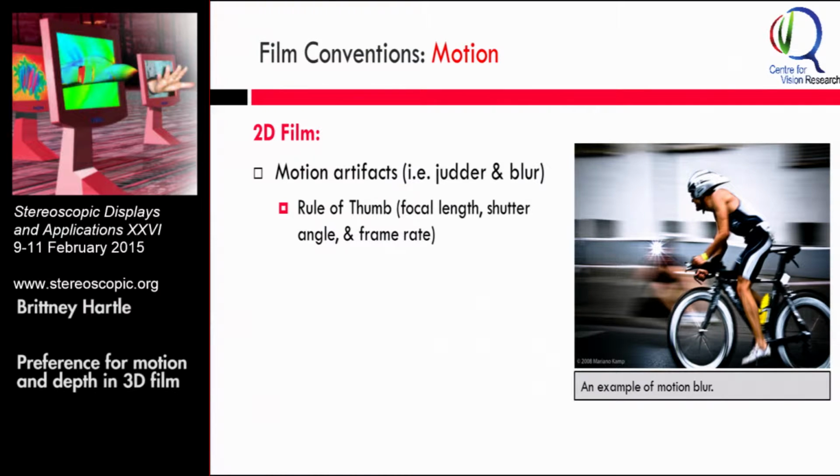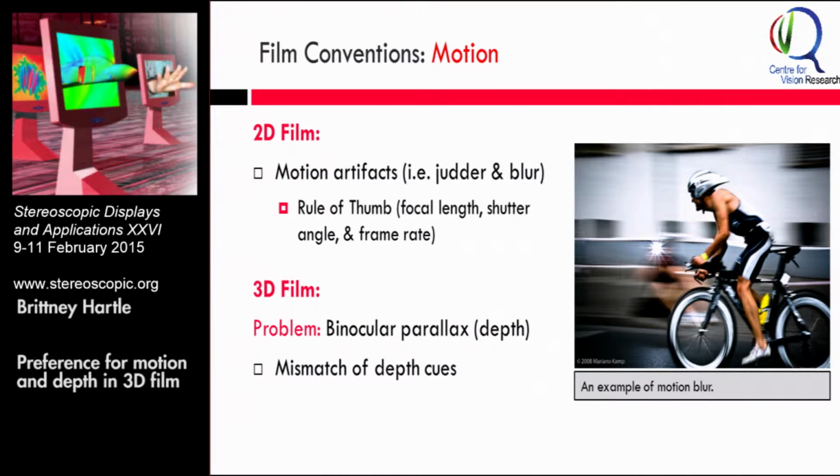But within 2D film, we have these well-established rules of thumb where we know we can adjust a few parameters, such as focal length, shutter angle, and frame rate, and reduce these distortions in our final product. However, when we try to apply these rules to three-dimensional film, we run into the problem with the addition of binocular parallax. So when we're adding this new highly salient cue to depth to an already natural scene, we're going to run the risk of mismatching this new depth cue with the already two-dimensional depth cues that exist within that natural scene. And this is, of course, what can lead to incomplete, ambiguous, or contradictory percepts in your final product.